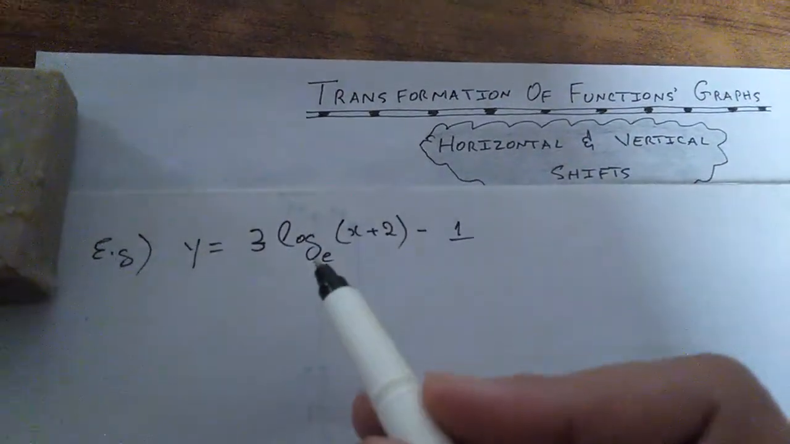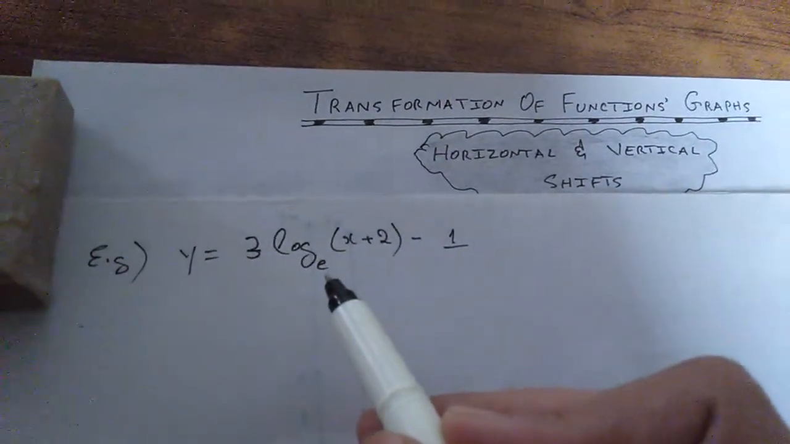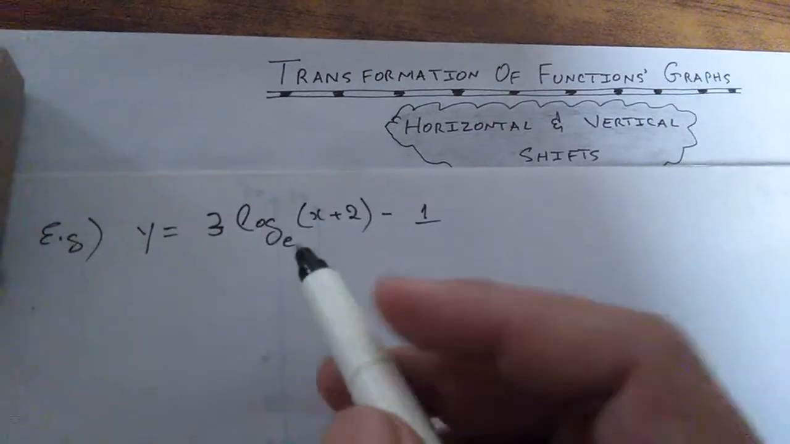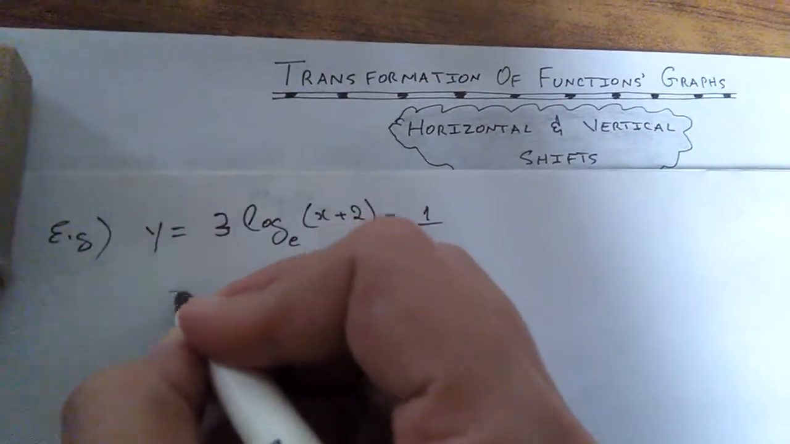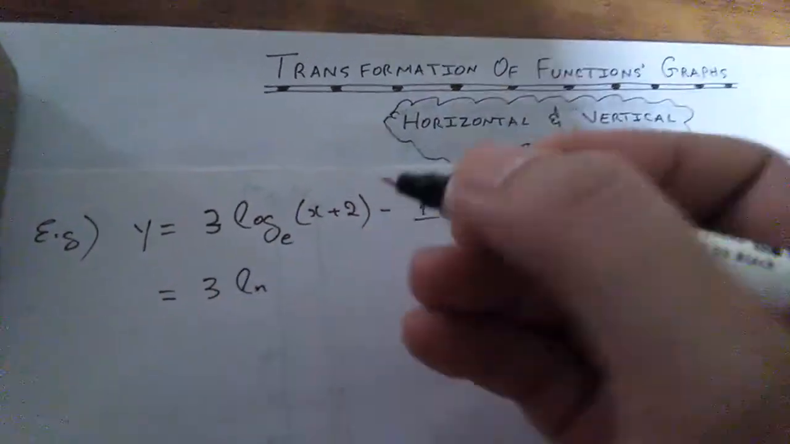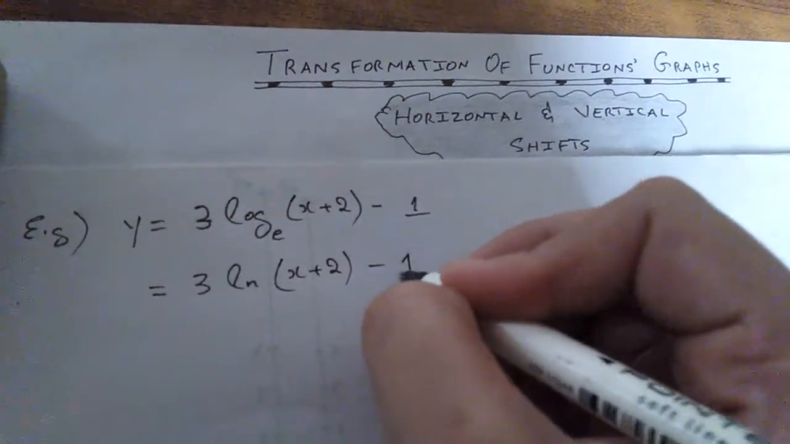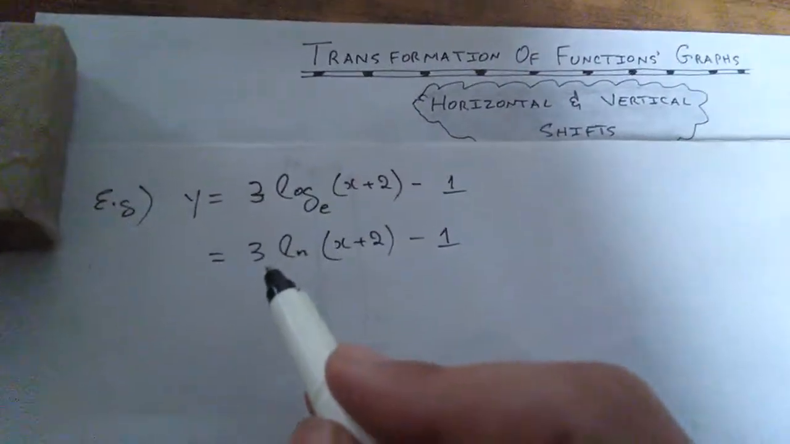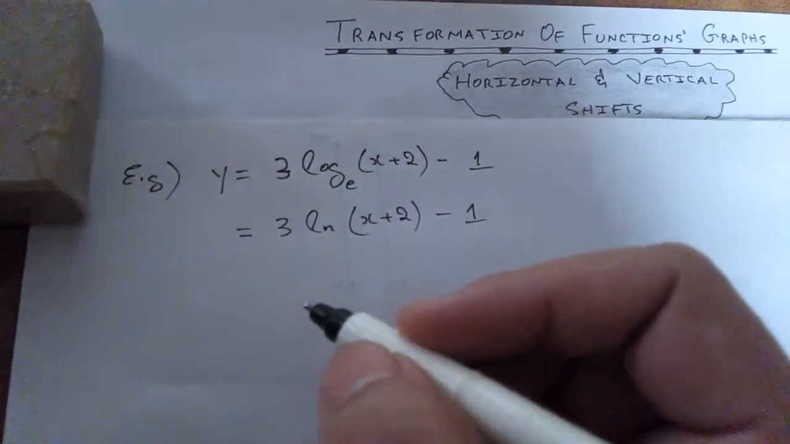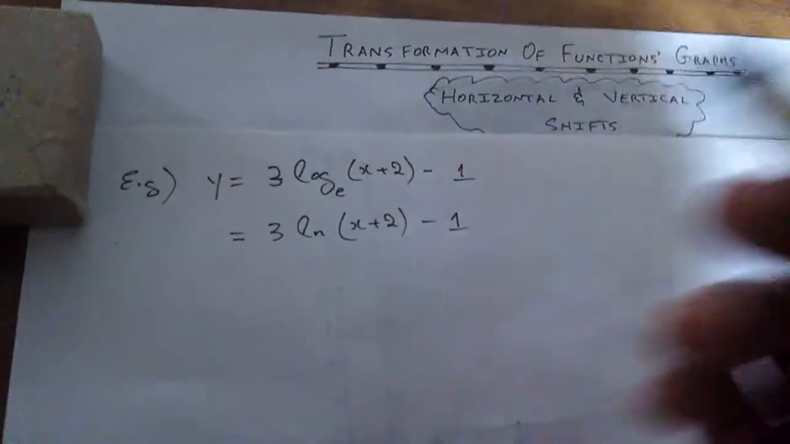You can see here that you have a log with base Euler's number, so this is a natural log. You can also write this function y like this. It means the same. You have to form the graph of this function. For that purpose, you are going to take the reference of your horizontal and vertical shift methodology.